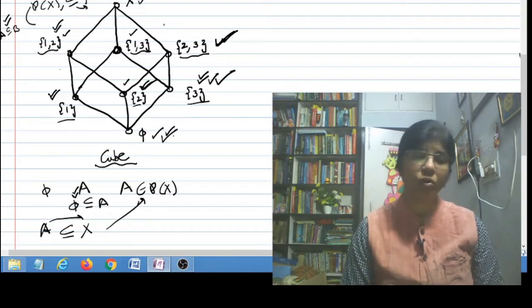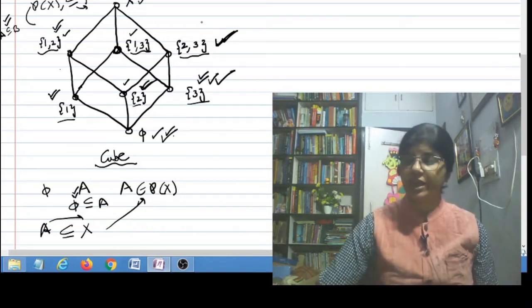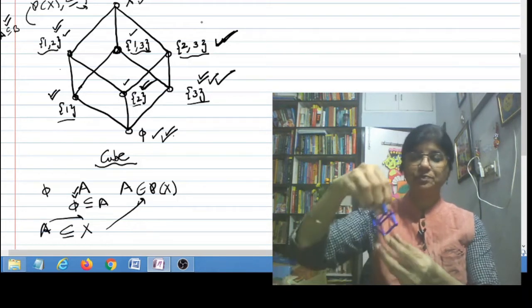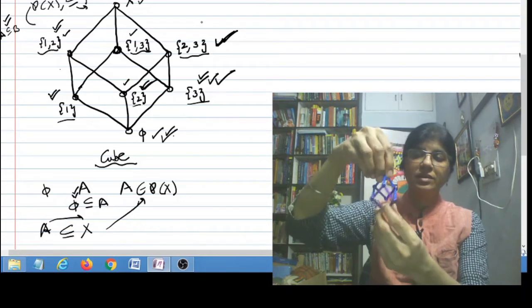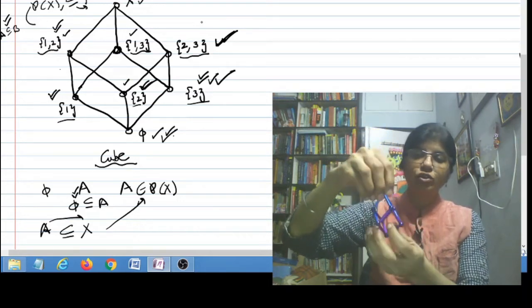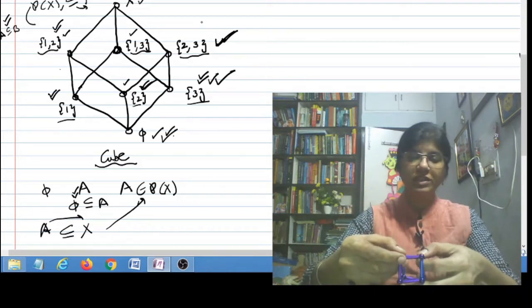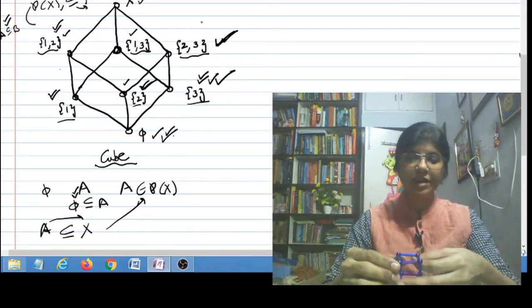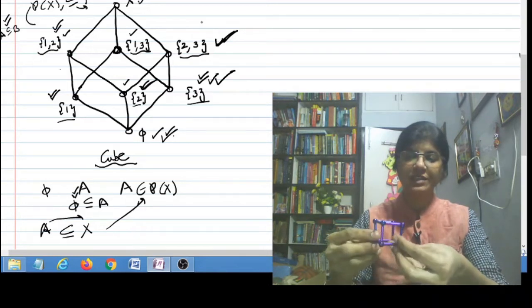So we know how to draw the Hasse diagram. We have done it so many times. And now if you just express this whole thing using a small model of the Hasse diagram, it is actually a cube. You can just say that the Hasse diagram which I am showing you on the screen, the Hasse diagram of the power set of X, resembles a cube.